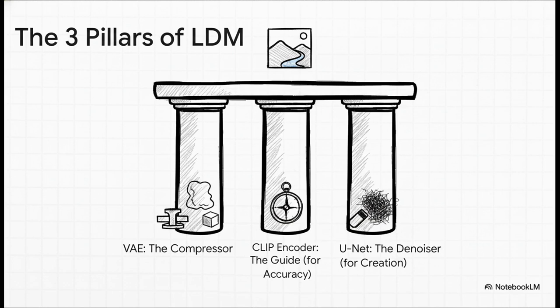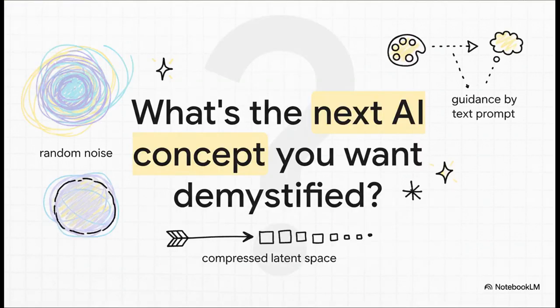So when you boil it all down, it all comes down to these three pillars. You have the VAE, which is the compressor, and that gives us speed. You have the CLIP text encoder, which is the guide, and that provides the accuracy. And finally, you have the UNet, the denoiser, which is the artist that does the actual work of creation. And that's really how latent diffusion models combine efficiency, guidance, and raw creative power to turn noise into art.